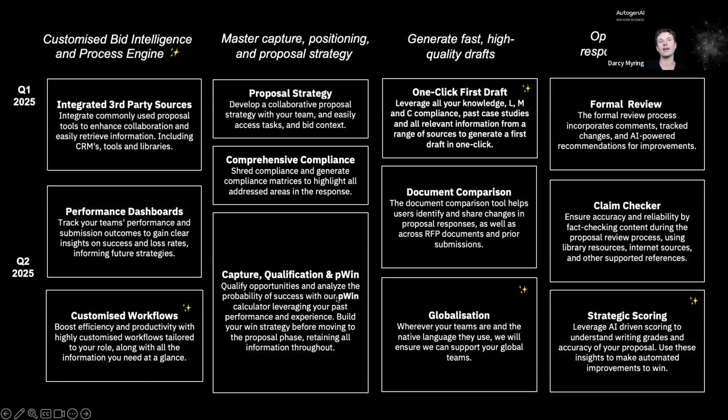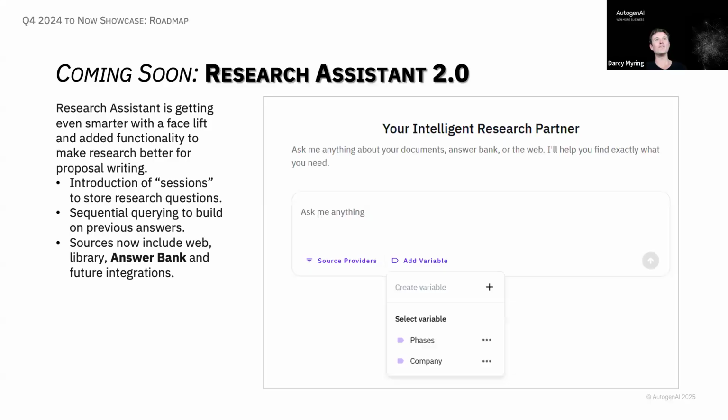Obviously, the capture, qualification, and probability of win as well is something that we're looking to do in the second quarter of this year, and the customized workflows as well. So we might dive a bit deeper into some of these. So one of the most immediate updates that we have is this Research Assistant 2.0. So it's getting a bit of a facelift, the Research Assistant. We're also going to be bringing in a variety of sources that you can use, and also the ability to recall what questions you've asked in sessions, and ask follow-up questions as well.